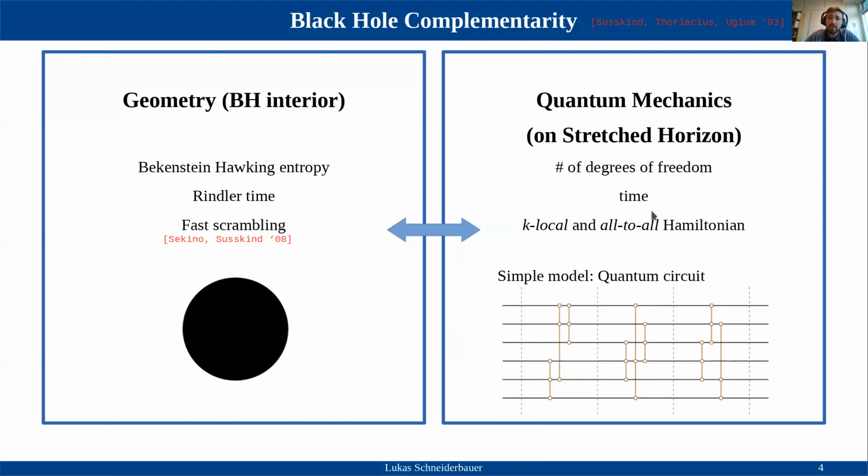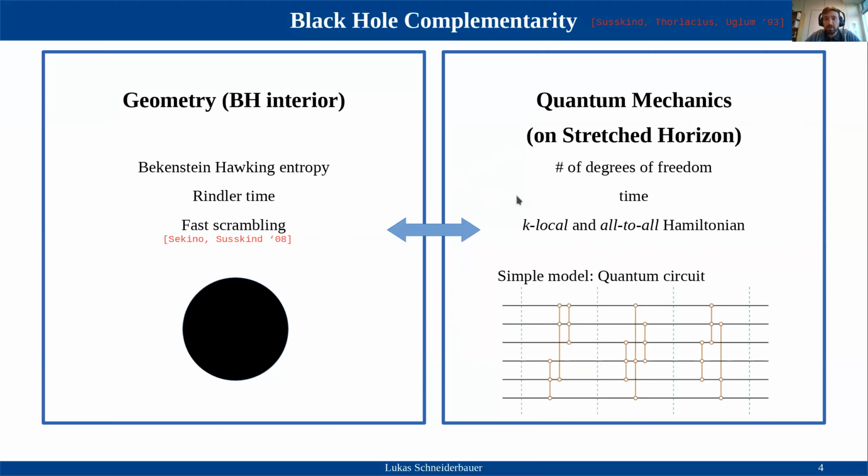Then there is a time running on the quantum mechanical system, and this is going to be associated to the Rindler time on the geometry side. And then there's another property of black holes, namely the fast scrambling property, which was expanded on by Sekino and Susskind in 2008, and also in follow-up papers. This seems to be a universal property of black holes.